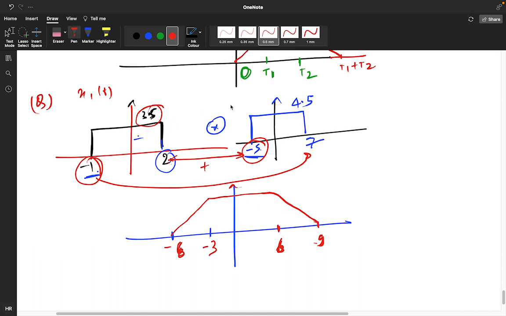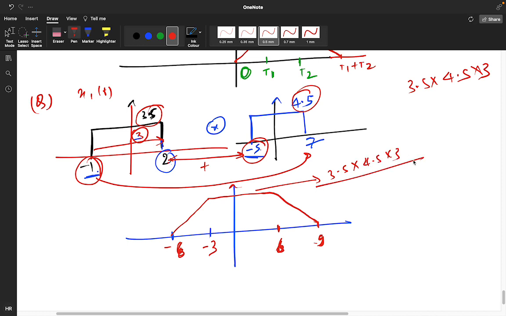So this is 3.5, this is 4.5. So 3.5 into 4.5 into what is the time period in this? Overall time period is 3. So here 3.5 into 4.5 into 3. Done. This is very easy.